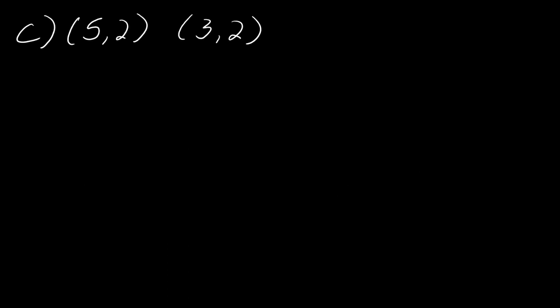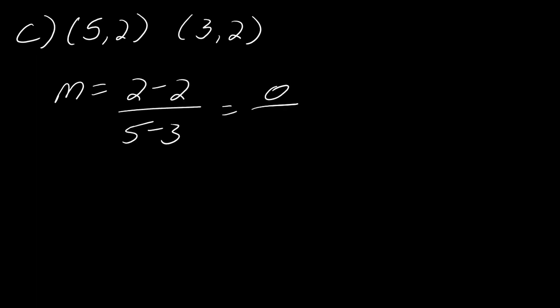All right, and let's try C here. So this is going to be 2 minus 2 over 5 minus 3. So I get 0 over 2. So that just ultimately equals 0. So this is the other special kind of slope.